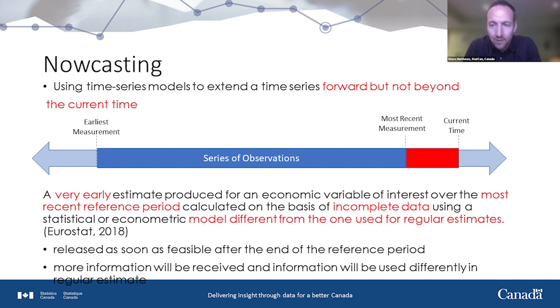And just one last aspect of this definition is that the idea of incomplete data indicates that we will get more information and we'll use it. And the way we use the data may be different in what we call our regular estimate, which we'll produce eventually. That's the distinction between the blue part of the line, which is all based on the typical method, and the red part, which could be based on a model or a different method than the regular estimates.